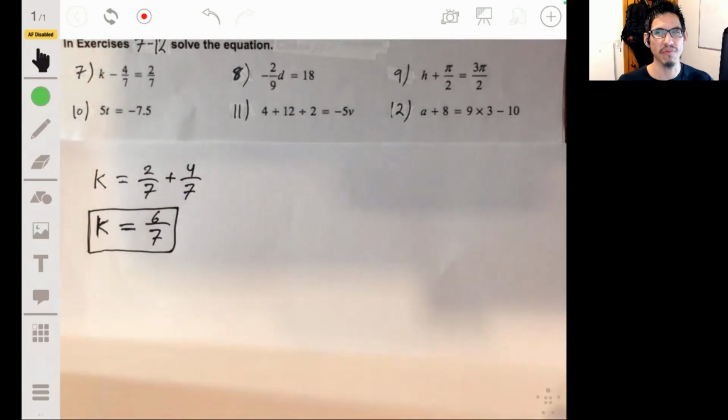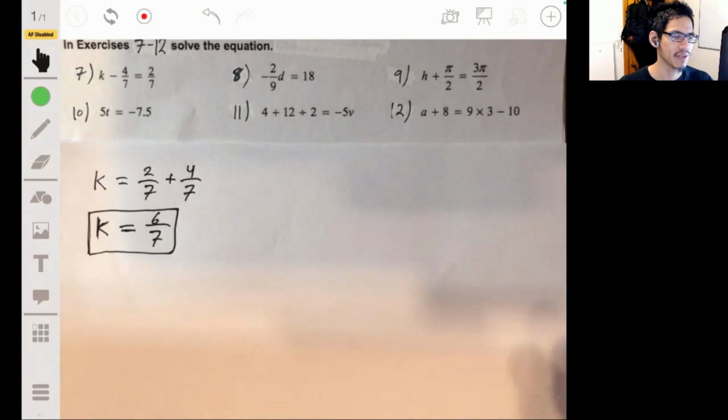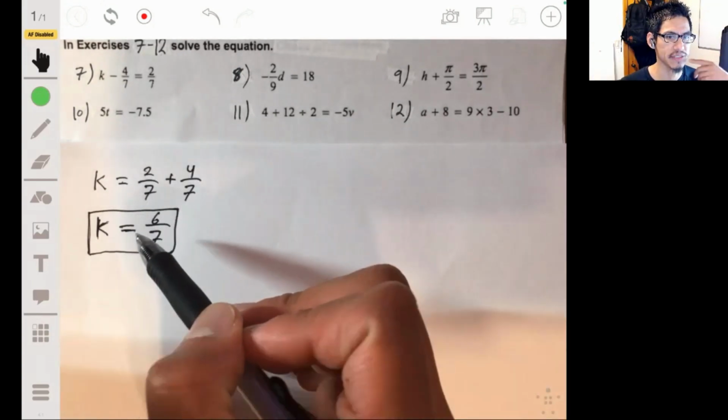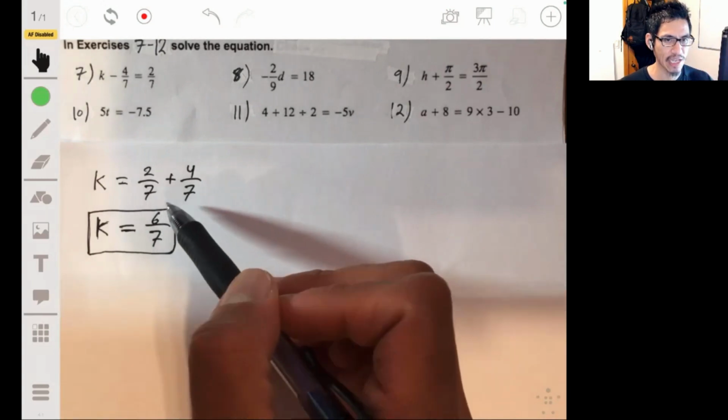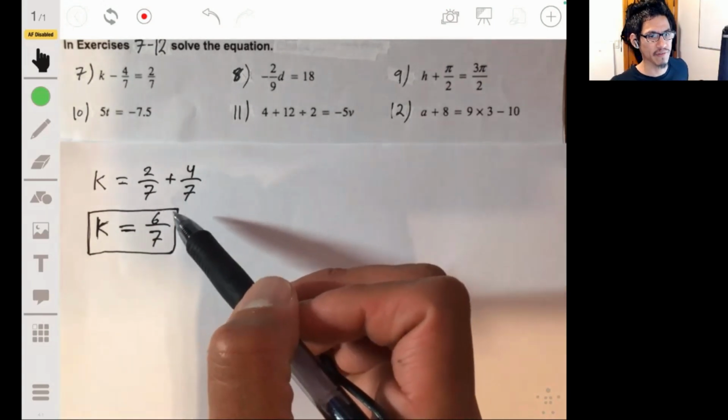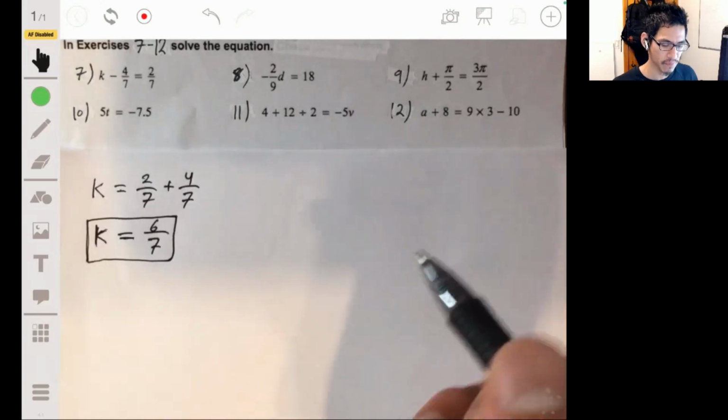Don't worry about changing this into a decimal because this is going to be an irrational decimal. It's going to be messy. Most teachers, and I would prefer, just leave it like this. Now number 8.